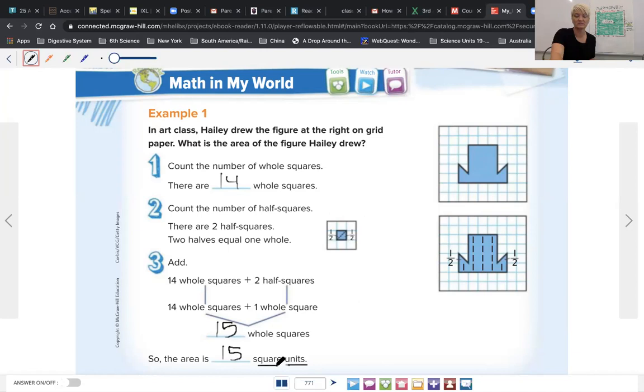Now, notice it's square units. Area is always measured in square units. How many squares does it take to cover this figure without the squares overlapping? So in this case, we don't know if those units are in inches, centimeters, feet, yards. We don't know. So it is just square units.